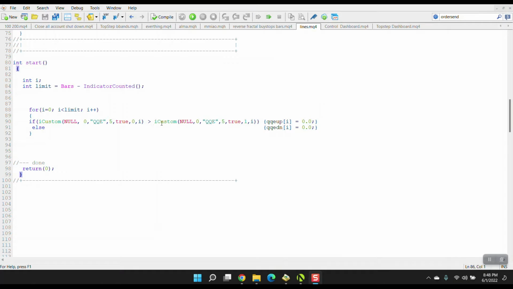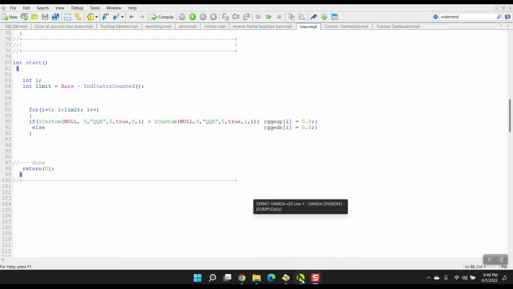Is greater than, the same thing again, except in this case buffer 1. Buffer 0 is the QQE itself. Buffer 1 is the signal line. Now, if you've never seen code before, I can imagine how confusing that is, but you'll see how easy this is to work with here in a second. So that's all it is.